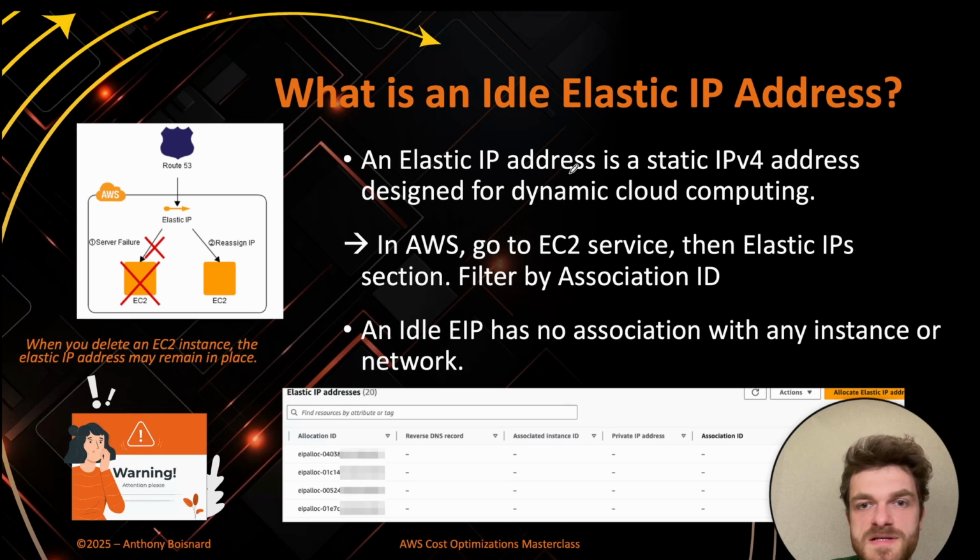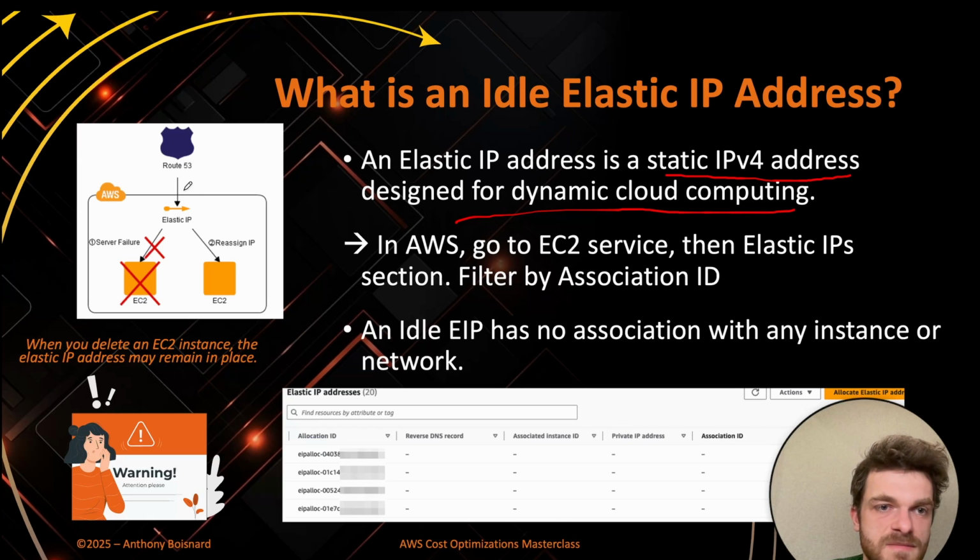So first, an Elastic IP address is a static IPv4 address designed for dynamic cloud computing. On the schema on the left, you have your Elastic IP, which is assigned to an EC2 server, and imagine you want to stop it. Then this Elastic IP might be reassigned to another EC2 instance.